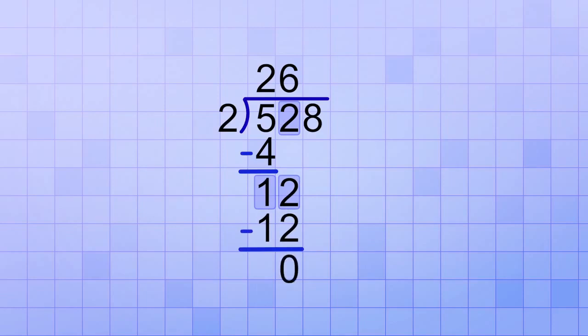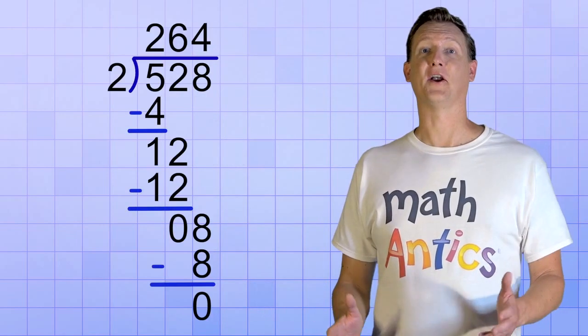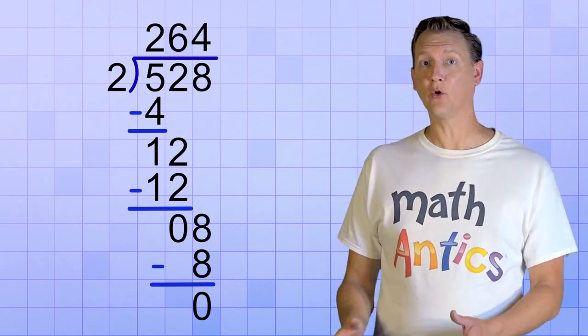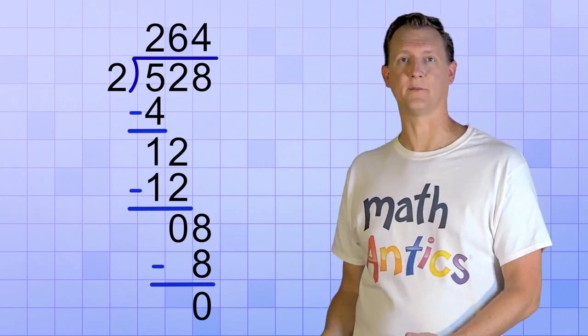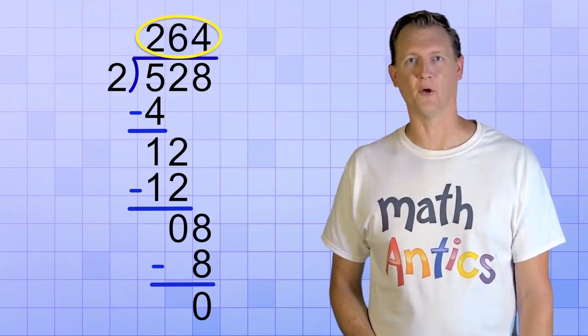And finally, for our last digit, even though there is no remainder, we can bring a copy down and ask, how many 2's will make 8? And the answer is exactly 4. 4 times 2 equals 8, which again leaves no remainder. There, we went digit by digit and broke our problem up into 3 division steps, one for each digit. And we got our answer, 264.